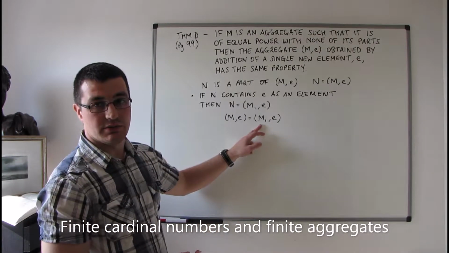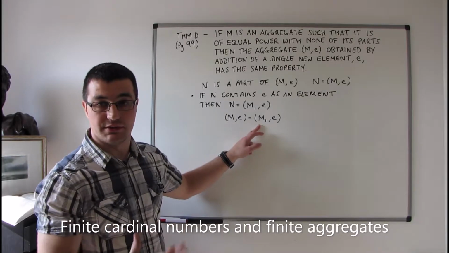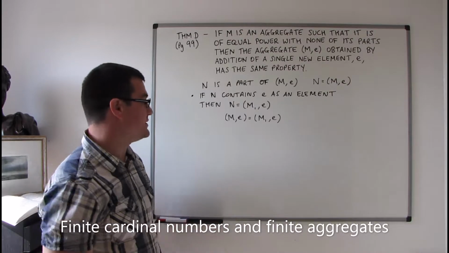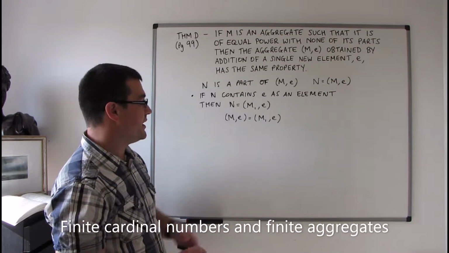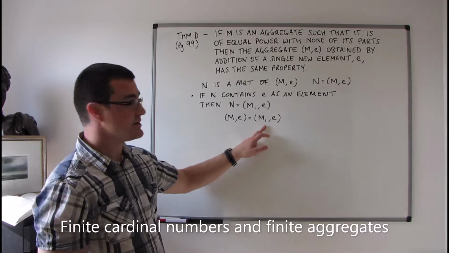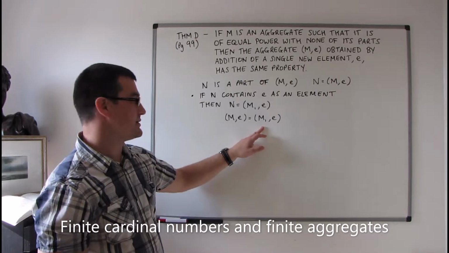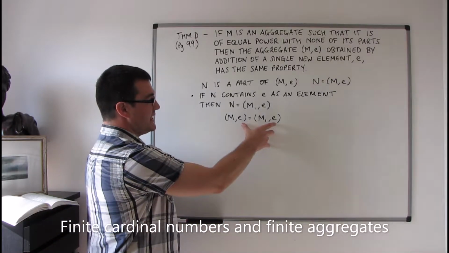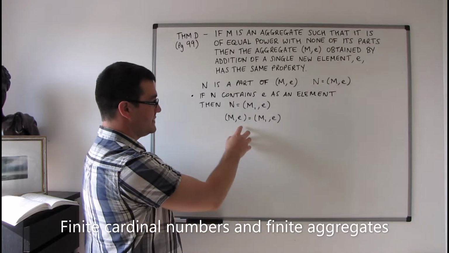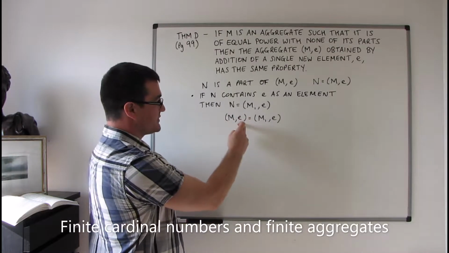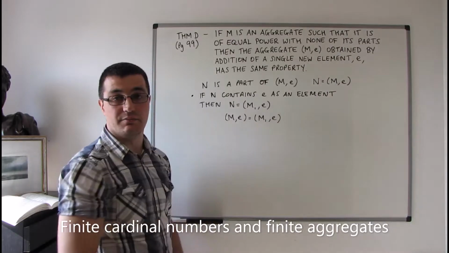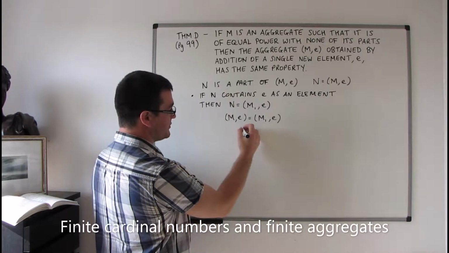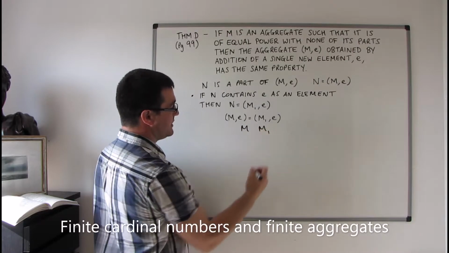So because these are equal, they must be equivalent. So equal aggregates are, in an obvious sense, equivalent aggregates. So therefore there must be a one-to-one correspondence that we can find between these two aggregates. And the one-to-one correspondence that we choose, we're going to choose in such a way that it keeps E fixed. Okay, so we correspond E with itself in both aggregates. Well, in that case then, our one-to-one correspondence will also be a one-to-one correspondence between M and M1.